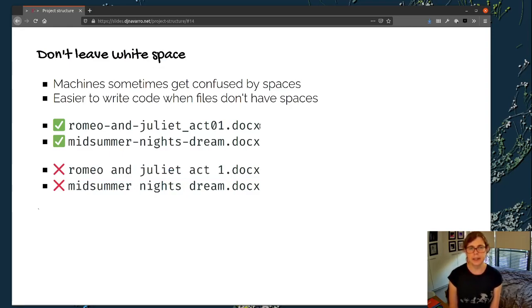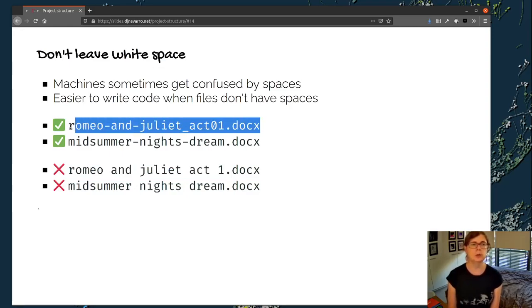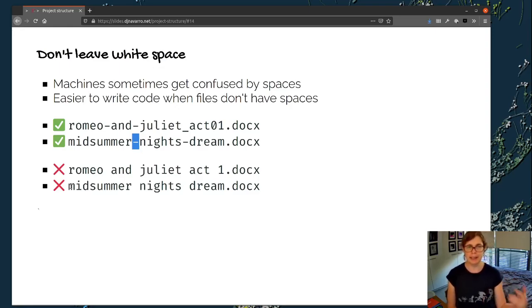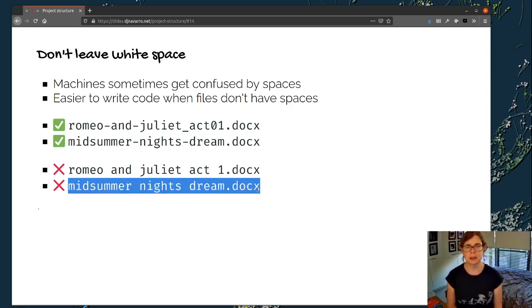So it is better to use underscores and hyphens to separate words in places that you would normally use a space. So here is another example with Midsummer Night's Dream, where the words are all separated with hyphens, and that is better than doing it Midsummer Night's Dream with each of the words separated with a space.